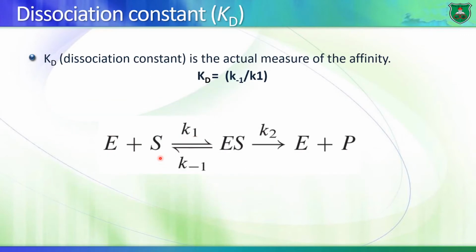Now, this is known as the dissociation constant. So basically, the dissociation constant is equal to K minus 1 over K1, which is the actual measure of affinity. But Km again gives us a sense of affinity.